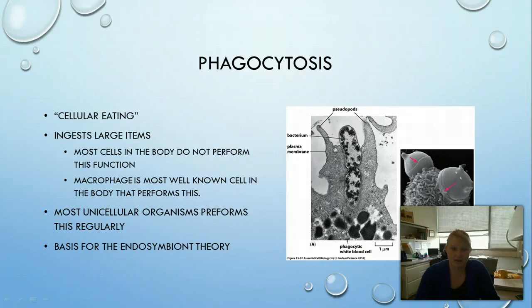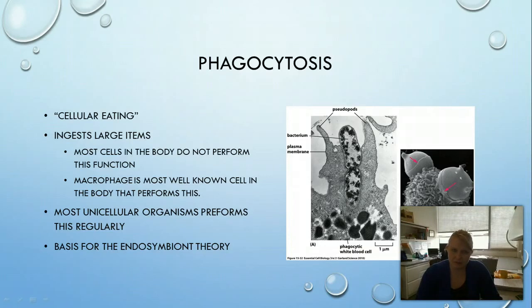They're going to ingest large items. Most of our cells in our bodies don't perform this, but the macrophage is the best example in the human or in multicellular eukaryotes that actually ingest things, and so it's important to understand that. Most unicellular organisms, however, will perform this regularly. They will totally ingest these large cells or these large pieces of debris and break them down. This is the basis for the endosymbiont theory.